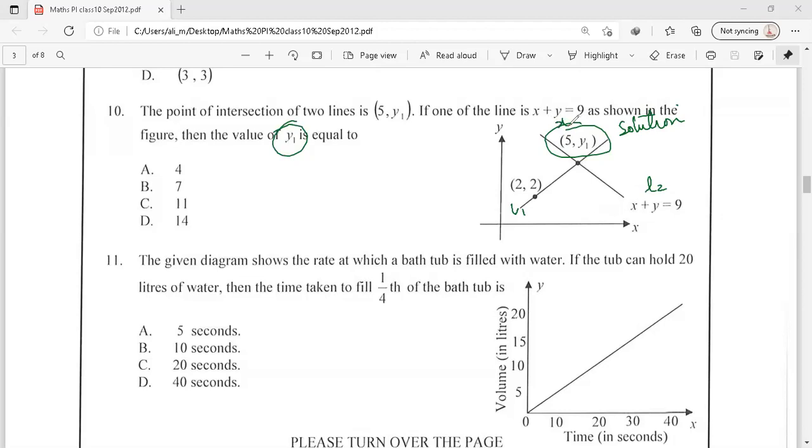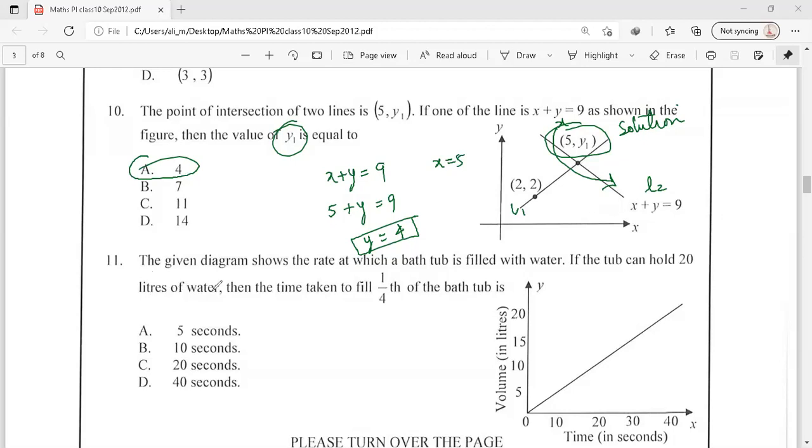So let's put this value of x in this equation. So x plus y is equal to 9, and x is equal to 5. So 5 plus y is equal to 9. So the value of y will be equal to 4. Option A is the right answer.